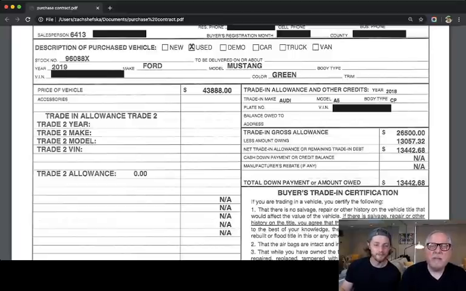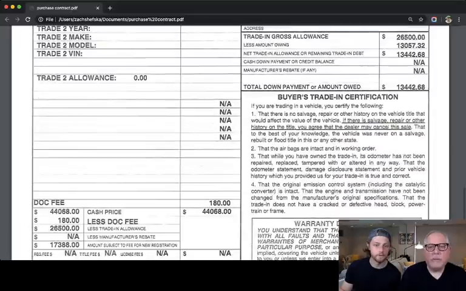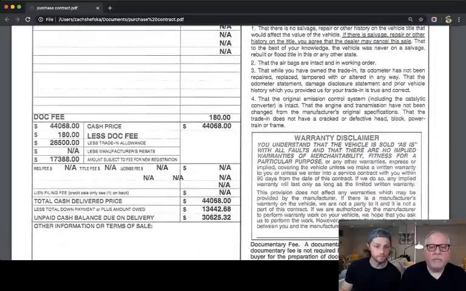All right, so we've got the price of the vehicle. We've got our trade information over here again. And then down below, you have your doc fee, and guess what? All these numbers add up to what was on the unpaid balance of the contract. So this top part is interesting though. So amount subject to fee for new registration. Is that because some states base their registration off of, I've seen quite a few that do it based off of weight of the vehicle, and then also the selling price or the MSRP of the vehicle.